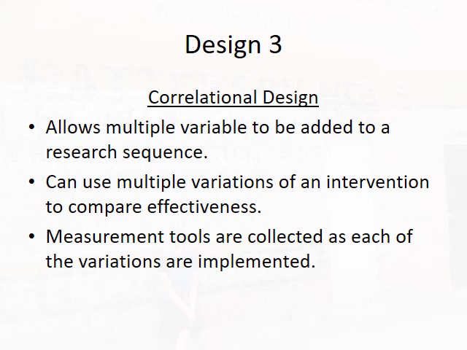Design number 3 is called a correlational design. And in many ways, a correlational design gives you the most amount of flexibility for a type of intervention that may have different facets to it and different aspects to it that you would like to test within your research sequence. Here we go. Look at this.